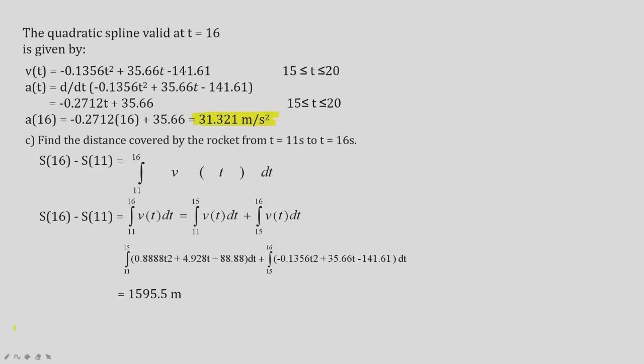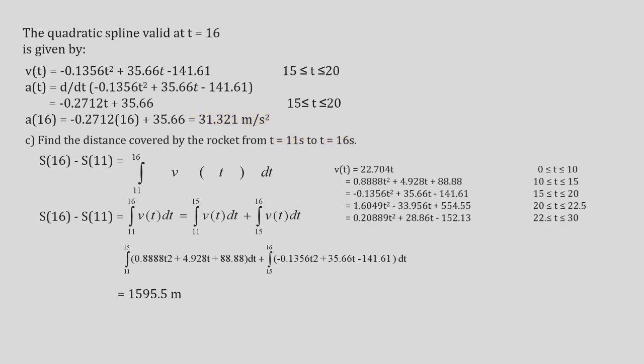So the last one in the problem is to find the distance covered by the rocket from time 11 seconds to 16 seconds. I pasted our 5 splines in again because I forgot to paste them. So what we look for is the distance covered by the rocket between 11 and 16 seconds. We have the splines for 10 to 15 and 15 to 20, and these two cover the range 11 to 16.